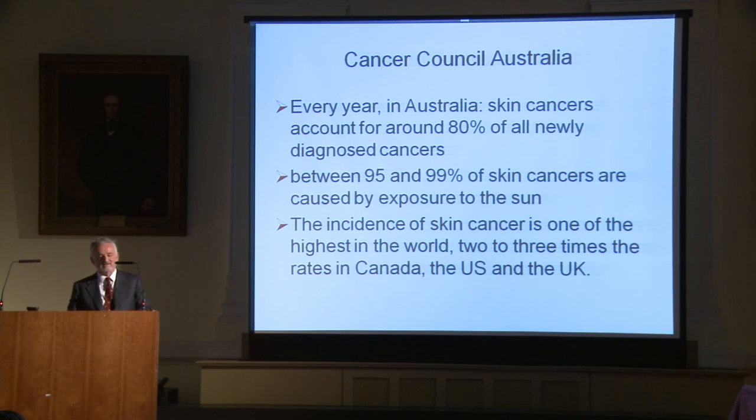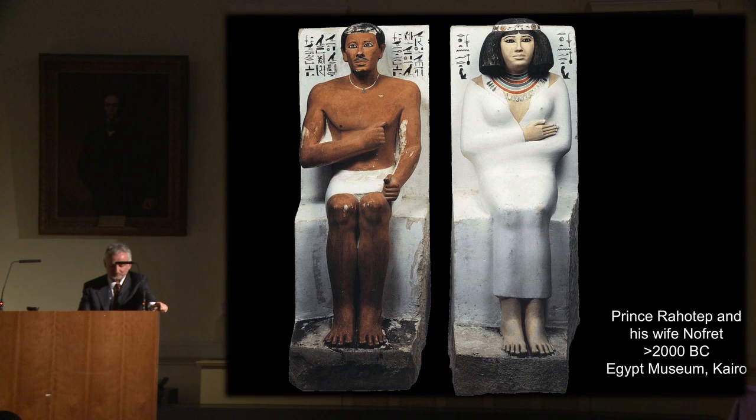Australia, that skin cancer in Australia accounts for 80% of all newly diagnosed cancers, and they are caused basically by the exposure to the sun of individuals who have a genetic makeup which was not made to be in this area of the world. And the incidence in Australia is one of the highest in the world, 2 to 3 times higher than in Canada, UK, or in the US.